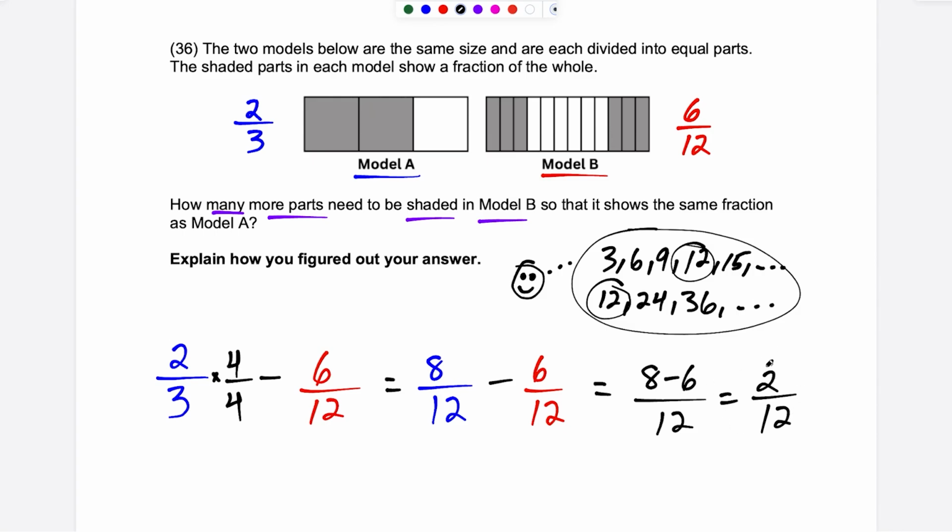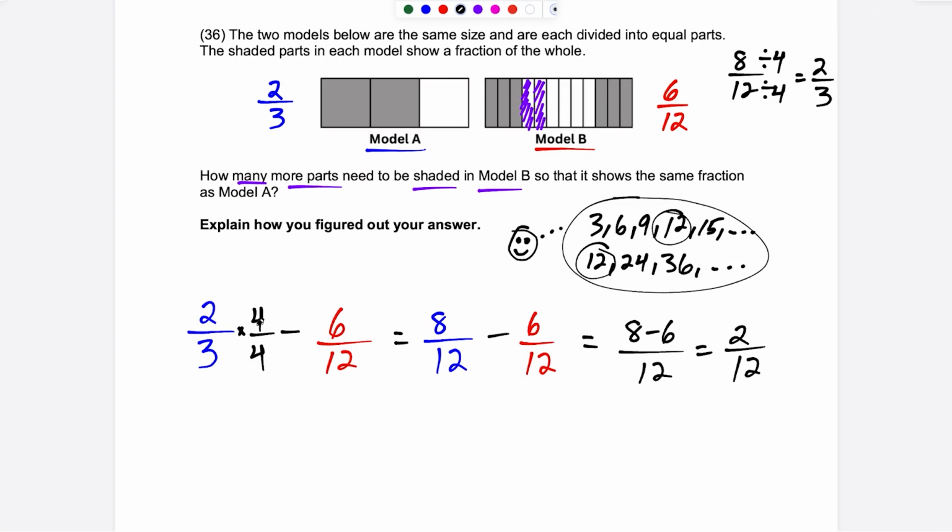Our fraction is not in simplest form, but we have to think about how many more parts need to be shaded in model B. Well, we have to shade 2 12ths. So that means we would have to shade 2 more parts. So we'd have to shade 1, and another one like this. And you could see that now, if we look at the new fraction that's shaded, we have 8 12ths. And if we reduce 8 12ths, dividing top and bottom by 4, we get 2/3.